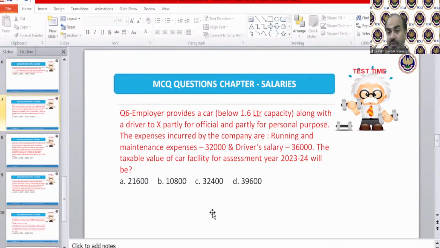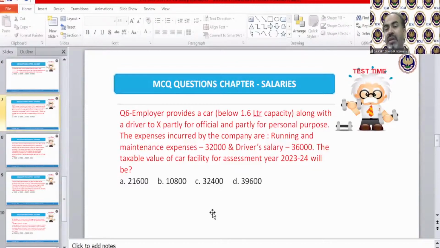I told you that first of all, you find the case where it is false. So if the employer provides a car, we are talking about the second case, along with the driver to X, partly for official and partly for personal purpose. So now we know who has provided the car, the employer. Now we know it has been used for both cases. The last thing we need to know is who is actually paying the expenses. So the car belongs to the employer, expenses are paid by the employer, and it's used for both purposes. And capacity is less than 1600 cc with a driver.